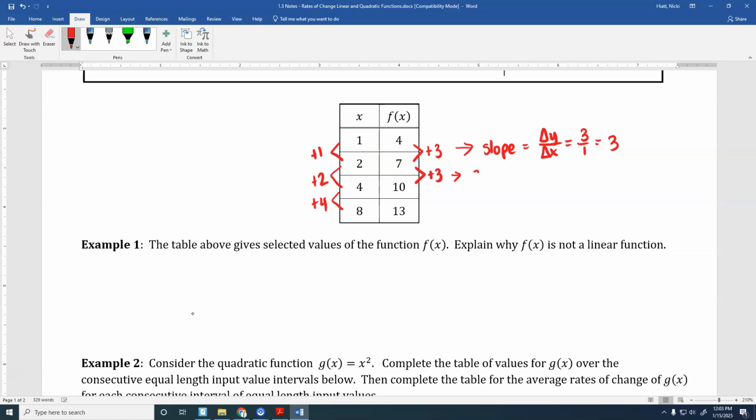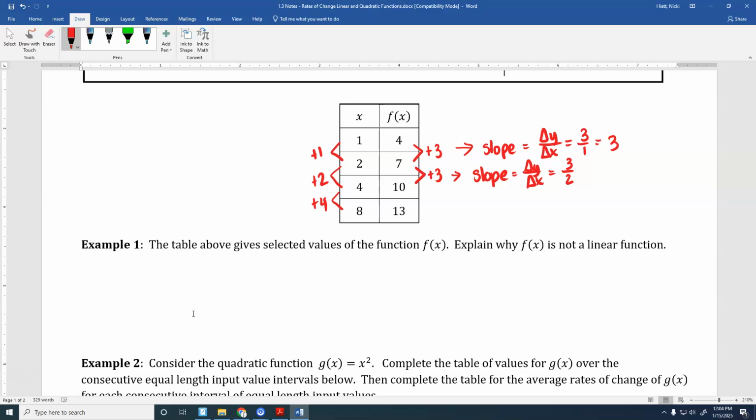So here, my slope would be still my change in y over change in x, and my change in y is 3, but what is my change in x between 2 and 4? It is 2. So 3/2 is my slope, not the same slope. So if you find the slope between any set of values on a line, you're supposed to get the same number. So if we find the slope anywhere and it doesn't match the slope somewhere else, then we are not looking at a linear function for this.